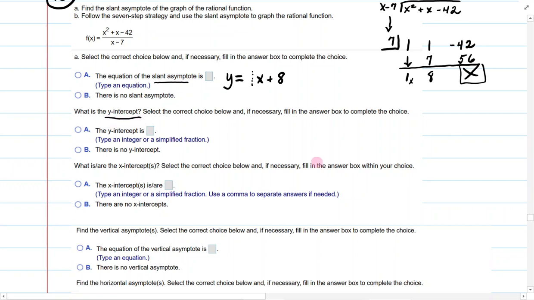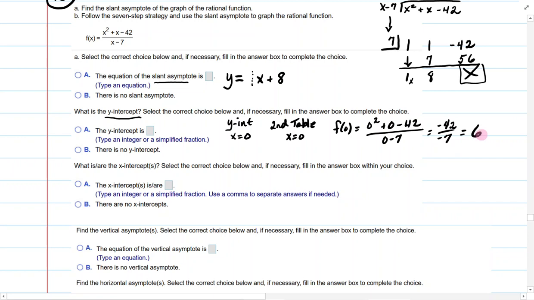Y-intercept. I'll just remind you, the y-intercept is when x is 0. You can use your table, you can do a second table with x equals 0. Or you can say f of 0 is 0 squared plus 0 minus 42 over 0 minus 7. Well, that's negative 42 over negative 7, which is 6. The y-intercept is 6.